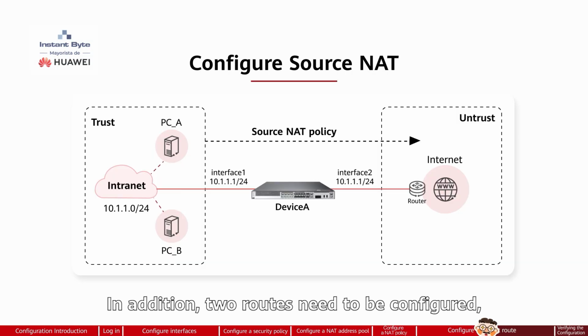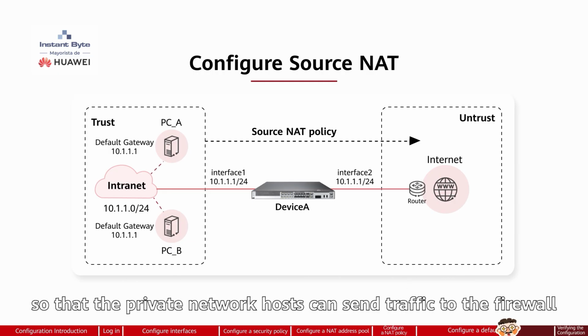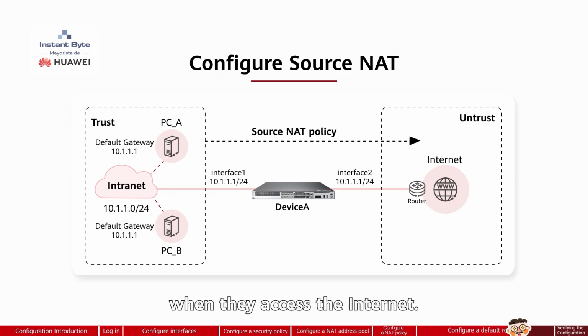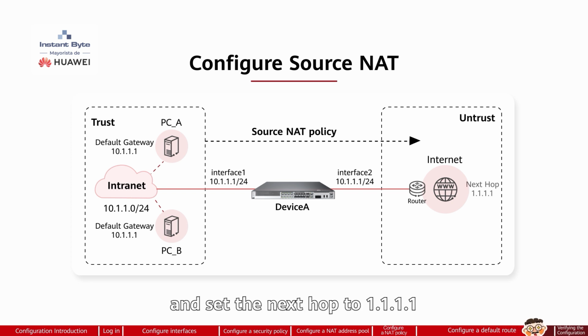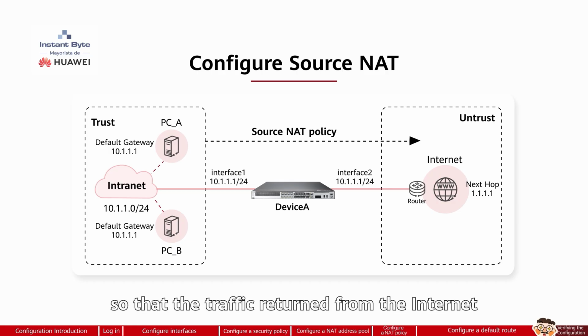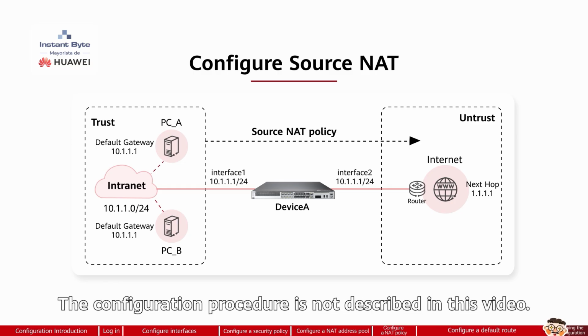In addition, two routes need to be configured. First, configure the default gateway to 10.1.1 on the private network hosts so that the private network hosts can send traffic to the firewall when they access the Internet. Second, on the router, configure a static route to the address in the NAT address pool and set the next hop to 1.1.1 so that the traffic returned from the Internet can be forwarded to the firewall. The configuration procedure is not described in this video.